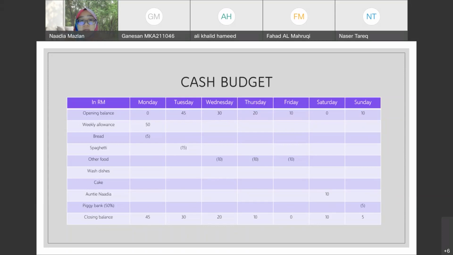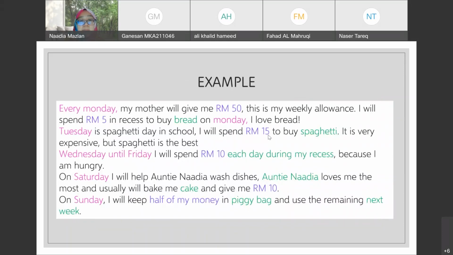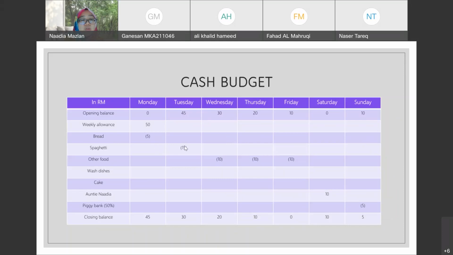Okay? So far, any questions for Monday? No. All right. Okay, good. So opening balance 45. Does Zafri get any weekly allowance on Tuesday? No more. Does he buy any bread? No. But however, he did spend 15 ringgit to buy spaghetti. So put spaghetti in the Tuesday column. Other food? No. Did he wash dishes? No. Did he bake cakes? No. Did Auntie Nadia give anything? No. Did he put any in piggy banks? Nothing. So 45 less 15, you get 30 for your closing balance.